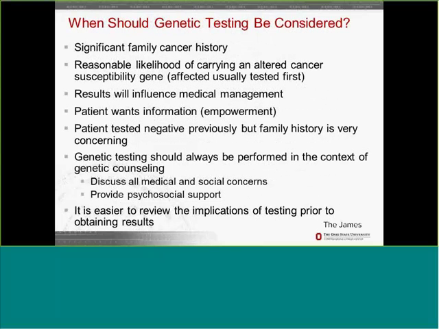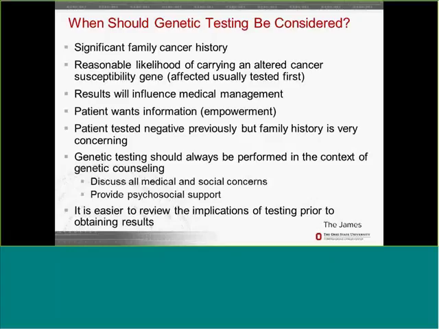When should you consider it? Patients with a significant family history, reasonable likelihood of having a mutation. Again, we like to start with an affected family member if we can, but if we can't, no problem now with these panels. If the results are going to change their management, so they're going to choose a bilateral mastectomy instead of a unilateral, they want the information.